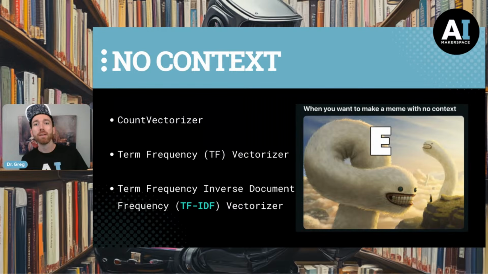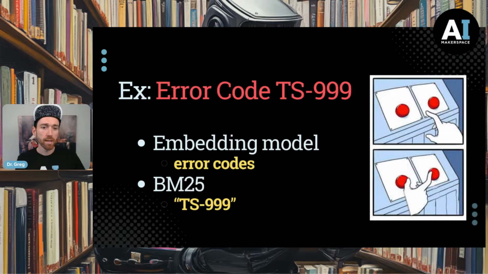Okay. Example, directly from Anthropic. This is a great example. Imagine you're a technician, you're looking for the answer in your service manual. The query is error code TS999. Well, this is going to be well handled from an error code perspective by the embedding model and the similarity matching approach. It's going to look for stuff that's like error codes.